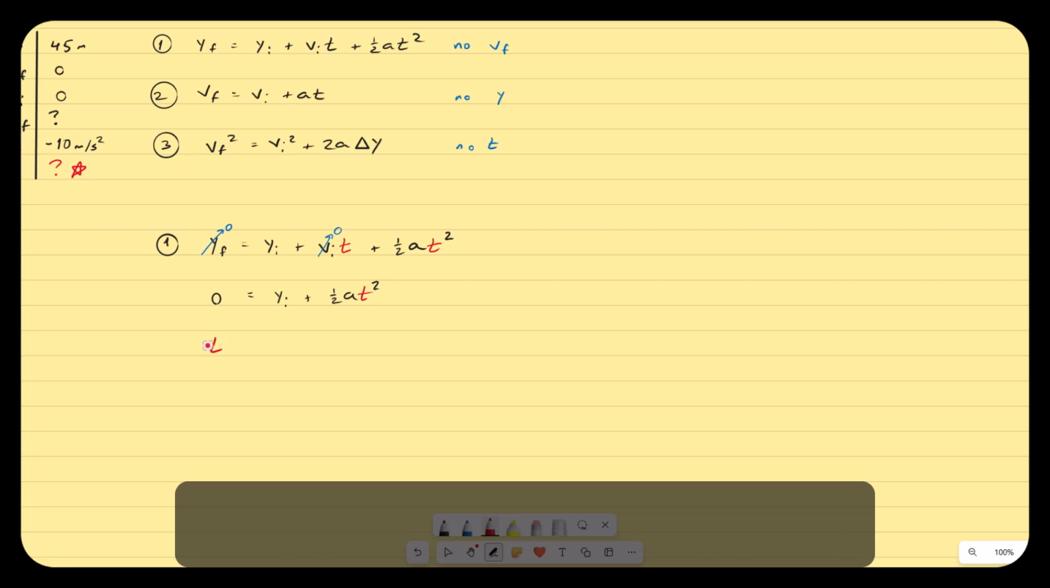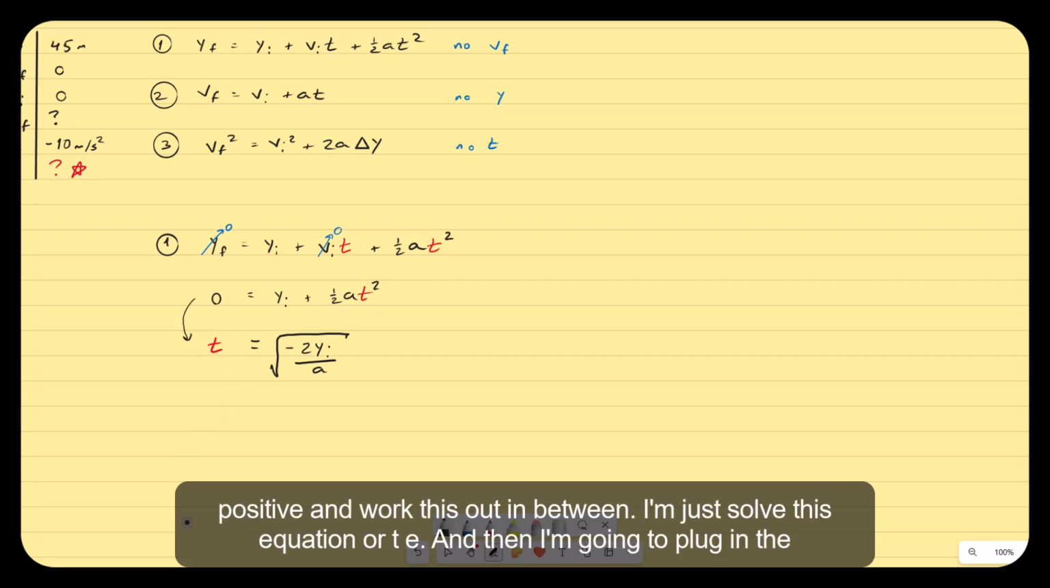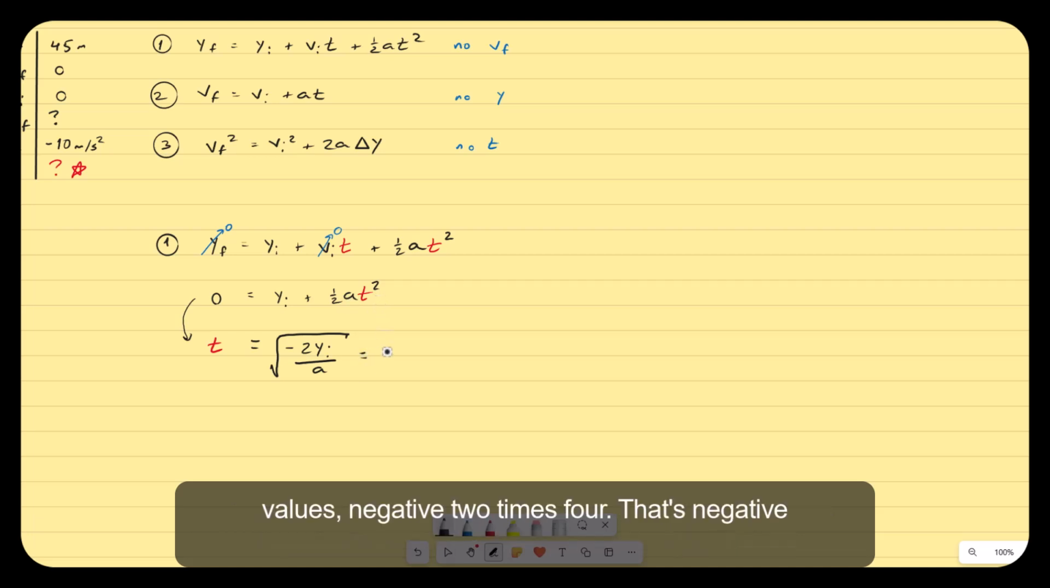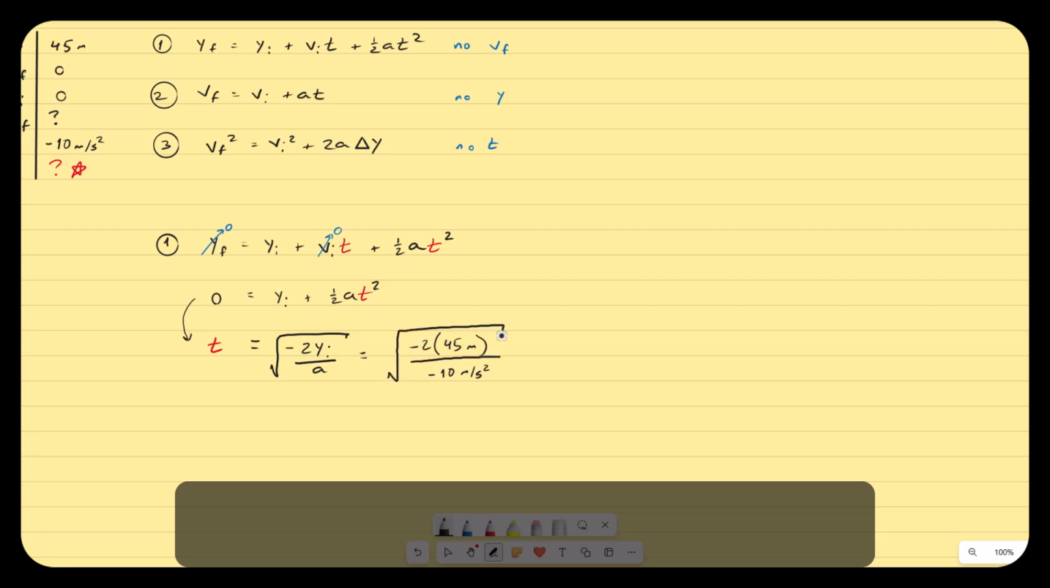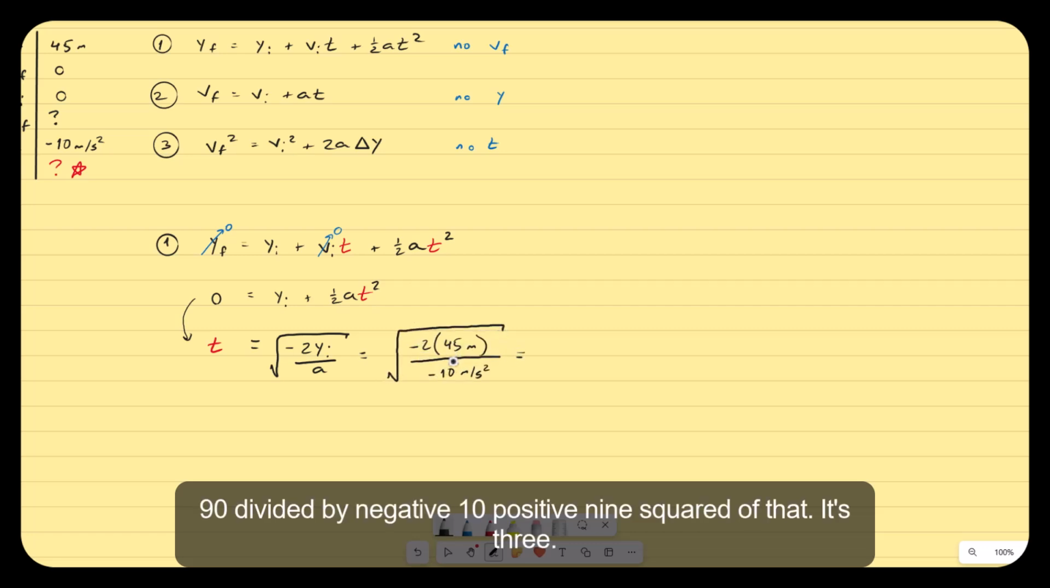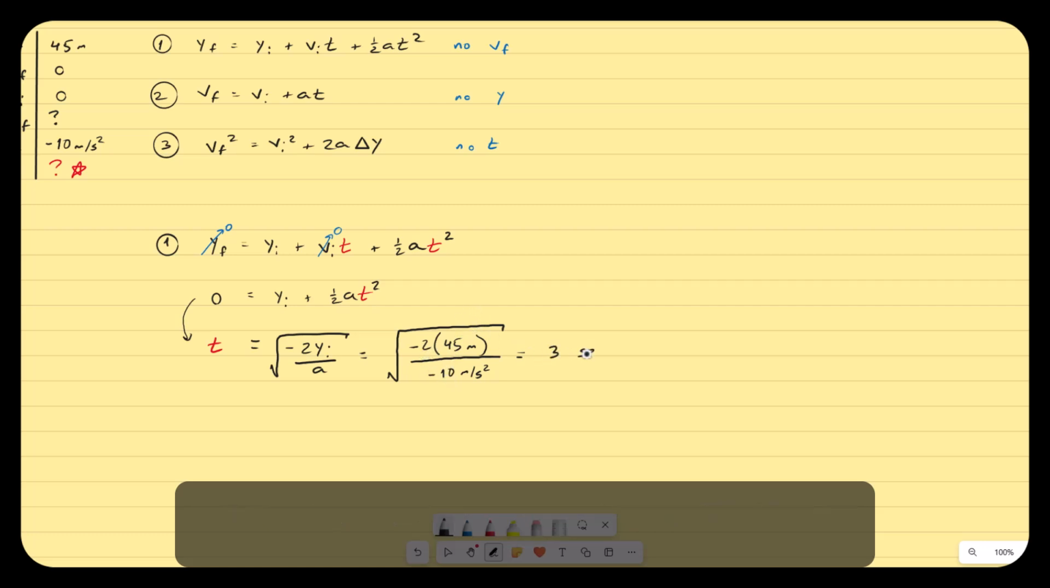I'm going to get t by itself, so t equals the square root of negative 2 y initial all over a. Again, if you're not completely following that quickly, take a second, pause it, and work this out in between. I'm just solving this equation for t. And then I'm going to plug in the values. Negative 2 times 45, that's negative 90, divided by negative 10 is positive 9, and the square root of that is 3. It's going to take 3 seconds to hit the ground.